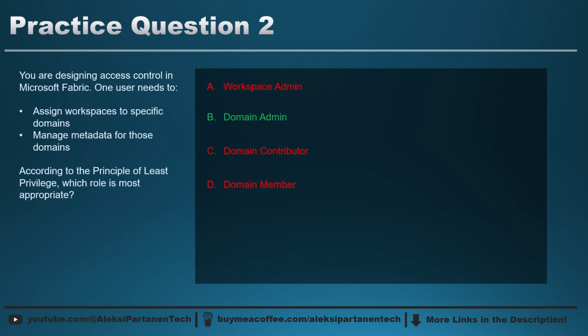The correct answer is B, domain admin, since it is the only one out of these that can manage the metadata for those domains. A is incorrect since workspace admins don't have access to domains. C is incorrect because domain contributors can't manage metadata for domains. D is incorrect because this kind of role doesn't even exist.